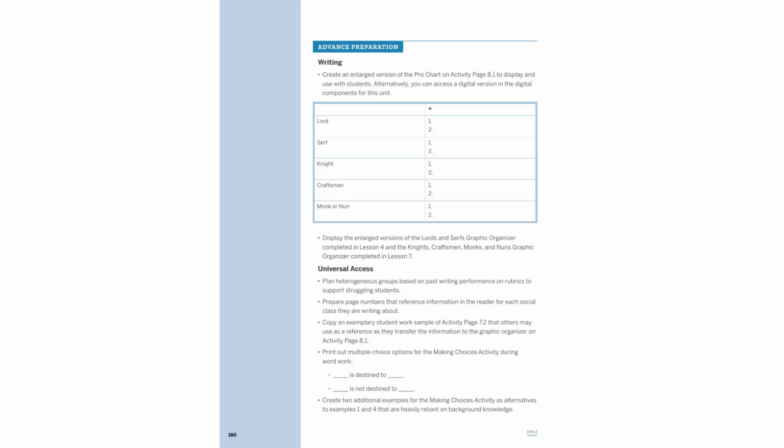Lords managed lands while serfs worked them, knights protected, and craftsmen created essential goods. Monks and nuns dedicated their lives to spiritual pursuits. These roles were crucial in shaping medieval society, and understanding them helps us appreciate the era's complexity.